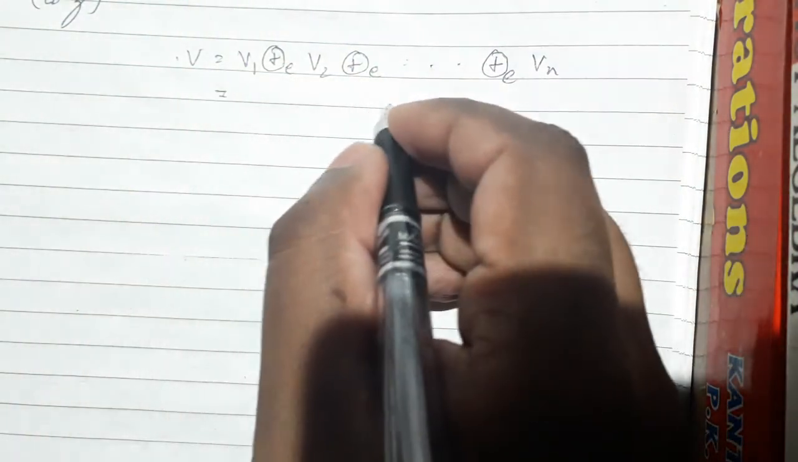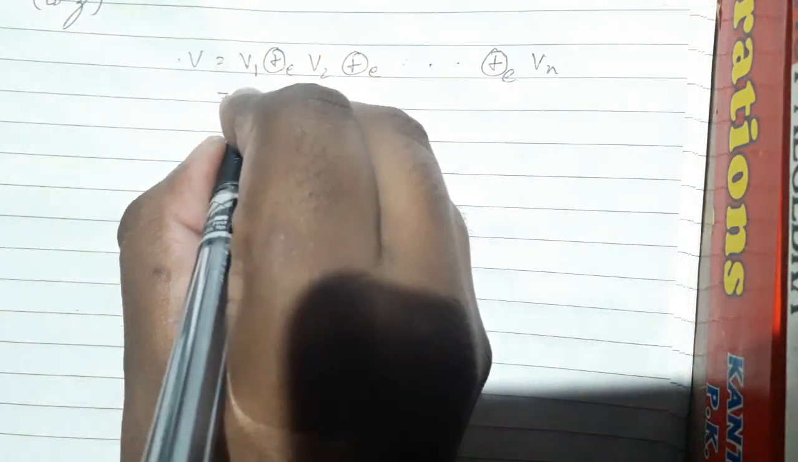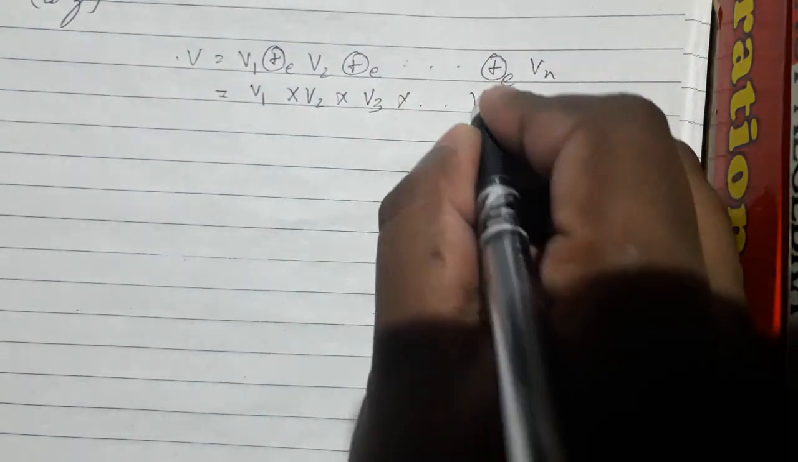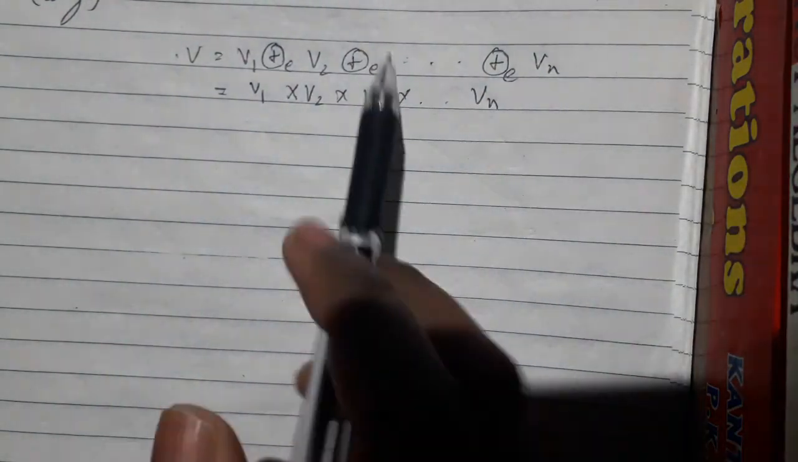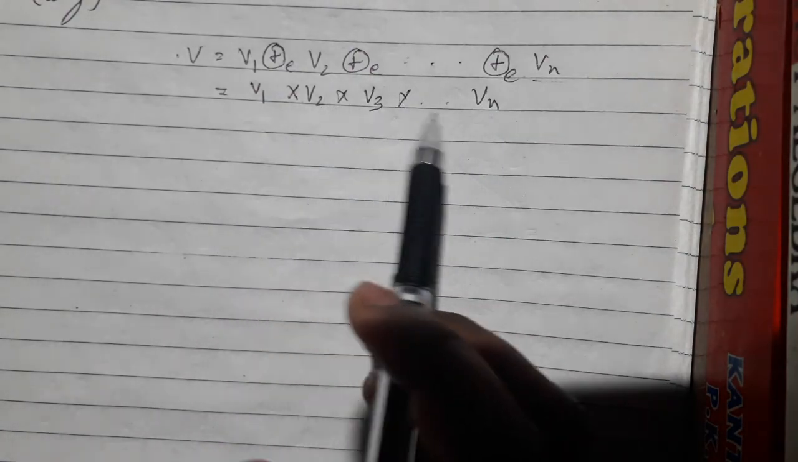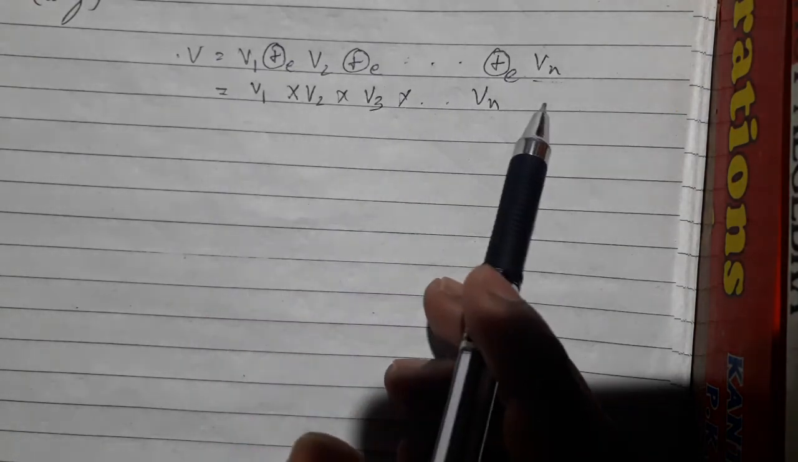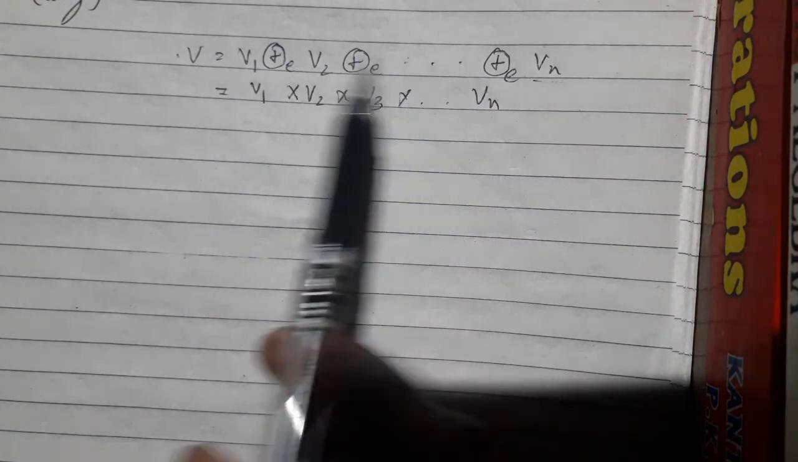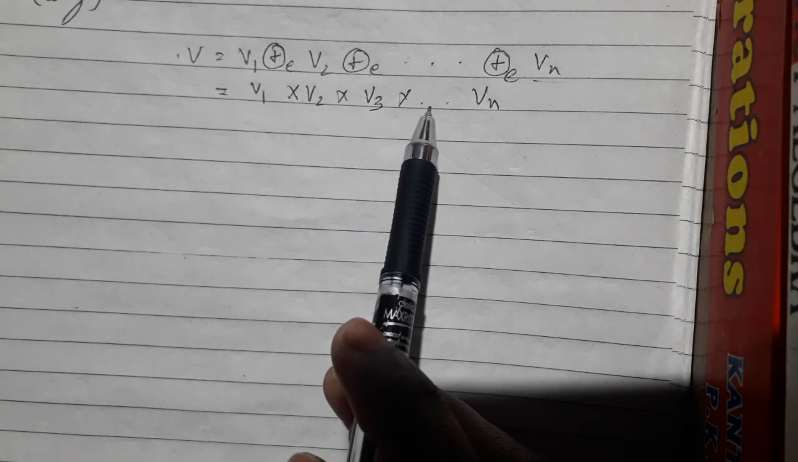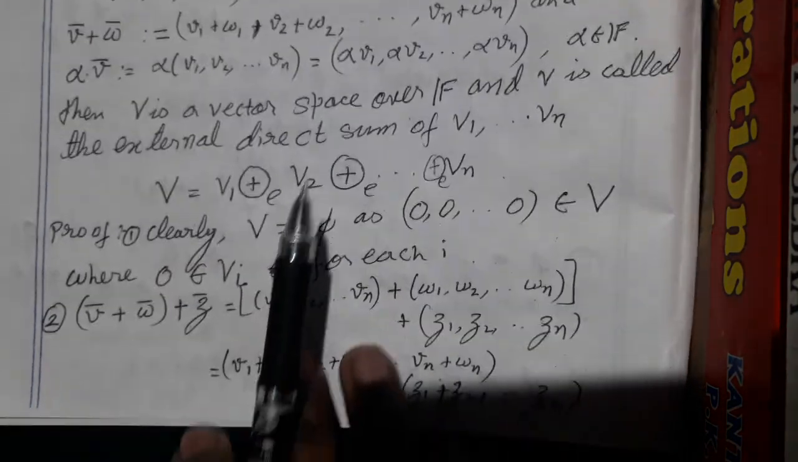That is, V1 cross V2 cross V3 cross, and so on till Vn. So this external direct sum is the same as the cross product of the vector spaces, or the product of vector spaces. Now we have to show that this V itself is a vector space over the same field F.